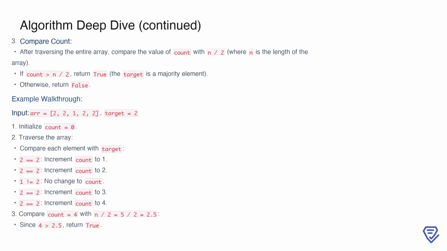Consider the input array ARR equals 2, 2, 1, 2, 2, and target equals 2. We start with count equals 0. As we iterate through the array, we compare each element to the target. The first 2 elements are 2, so we increment count to 2. The next element is 1, so the count remains unchanged. The final 2 elements are 2, and each match increments the count until it reaches 4. Finally, we compare count equals 4 with n/2 equals 2.5. Since 4 is greater than 2.5, we return true, confirming that 2 is the majority element in this array.